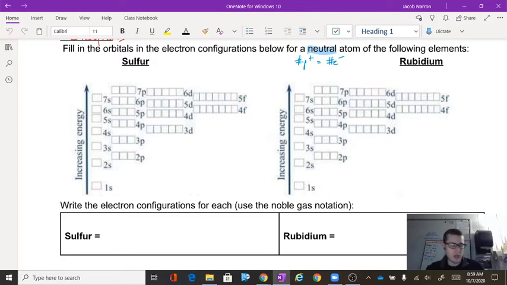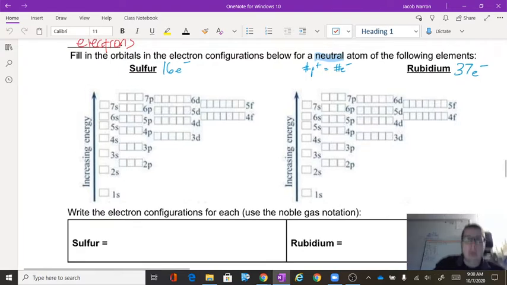And so if I look up sulfur, for instance, sulfur has an atomic number of 16, so that means it has 16 protons. So that means we're going to have 16 electrons. I look over here at rubidium. Rubidium, Rb, has 37 protons. And so if it's neutral, that means we're going to have 37 electrons. Okay? So all that being said, I've got to find a place to put all these electrons.